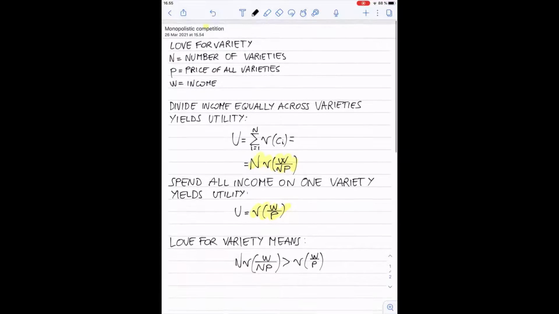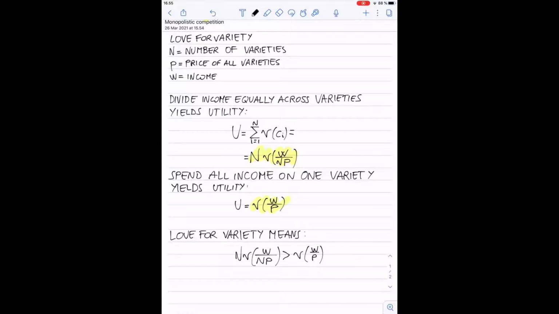Now, is this love for variety real? Is this a true assumption? Is this an assumption that is reasonable? Well, you can think about it in two ways. One way is the introspective way. So, think for yourself. Pick different product groups, you know, beer, food, clothes, and so on and so forth. And imagine, would you rather spend all of your income on one variety only, or would you prefer to share your income across more than one variety? If it's the latter, then you have a love for variety.